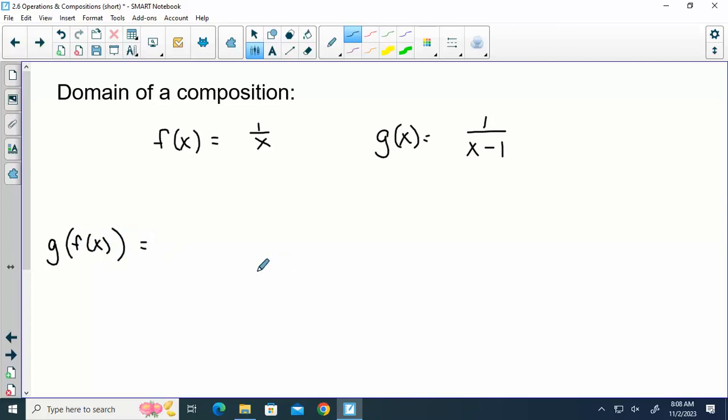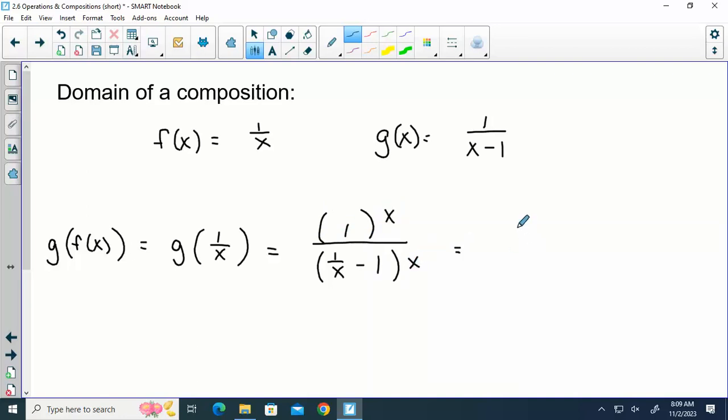what do you do? You start with f. So f is 1 over x. We plug that into g, so 1 over x minus 1. Now, it's not proper notation to leave a fraction in a fraction. So the easy way to get rid of this is to multiply top and bottom by x. That would give me x over 1 minus x. Okay, there's the composition.